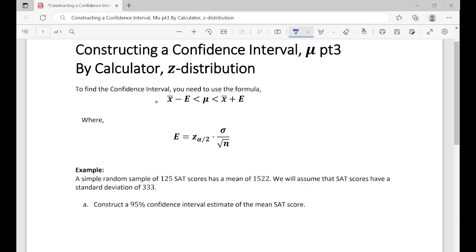To find the confidence interval, you need to use the formula x bar minus the margin of error is less than mu is less than x bar plus the margin of error. And the formula for margin of error is z sub alpha over 2 times sigma over the square root of n. In this video, we're going to be using a calculator, but if you want to do it by hand, these are the formulas you need to use to find the confidence interval.